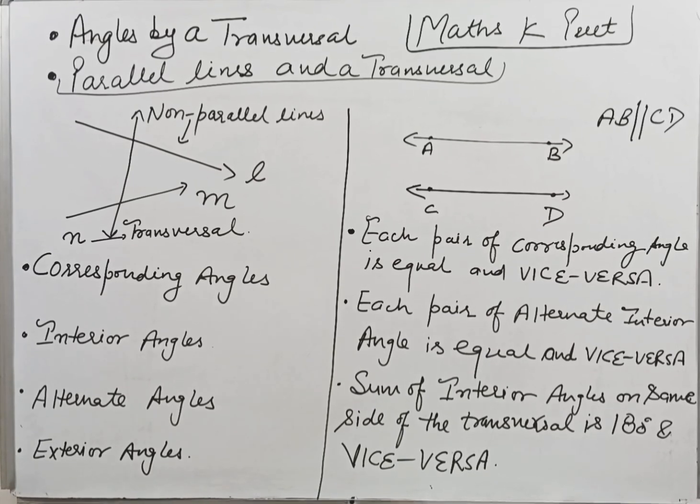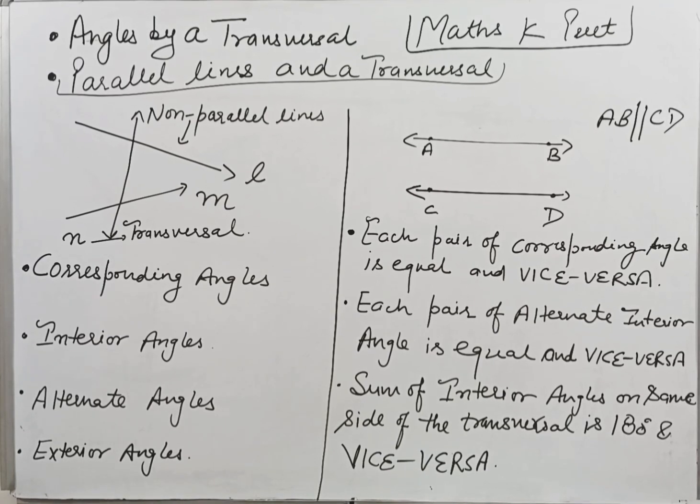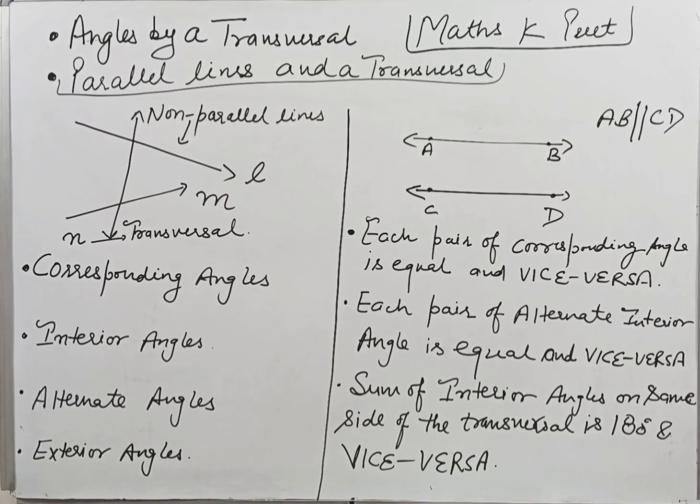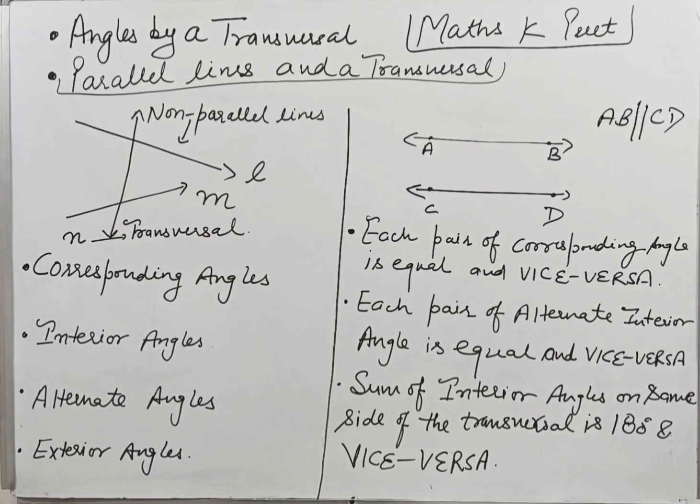Any two lines which have a point in common are called non-parallel lines, and any two lines which are at a constant distance from each other, or we can say they have no point in common, such lines are called parallel lines. So here L and M are two non-parallel lines.